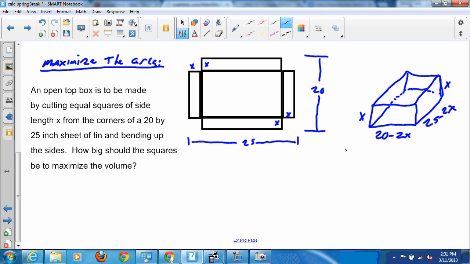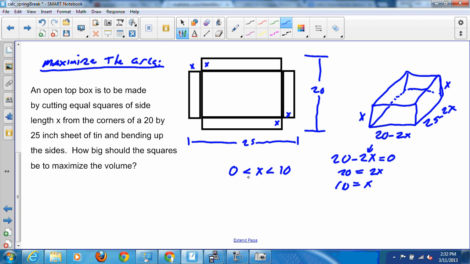What does this mean? Let's just take a look at it. If we set these x's equal to 0, 2x equals 20. So x can never be larger than 10, otherwise you won't have any dimension on this side right here, right? So the answer here has to be less than 10 and also greater than or equal to 0.